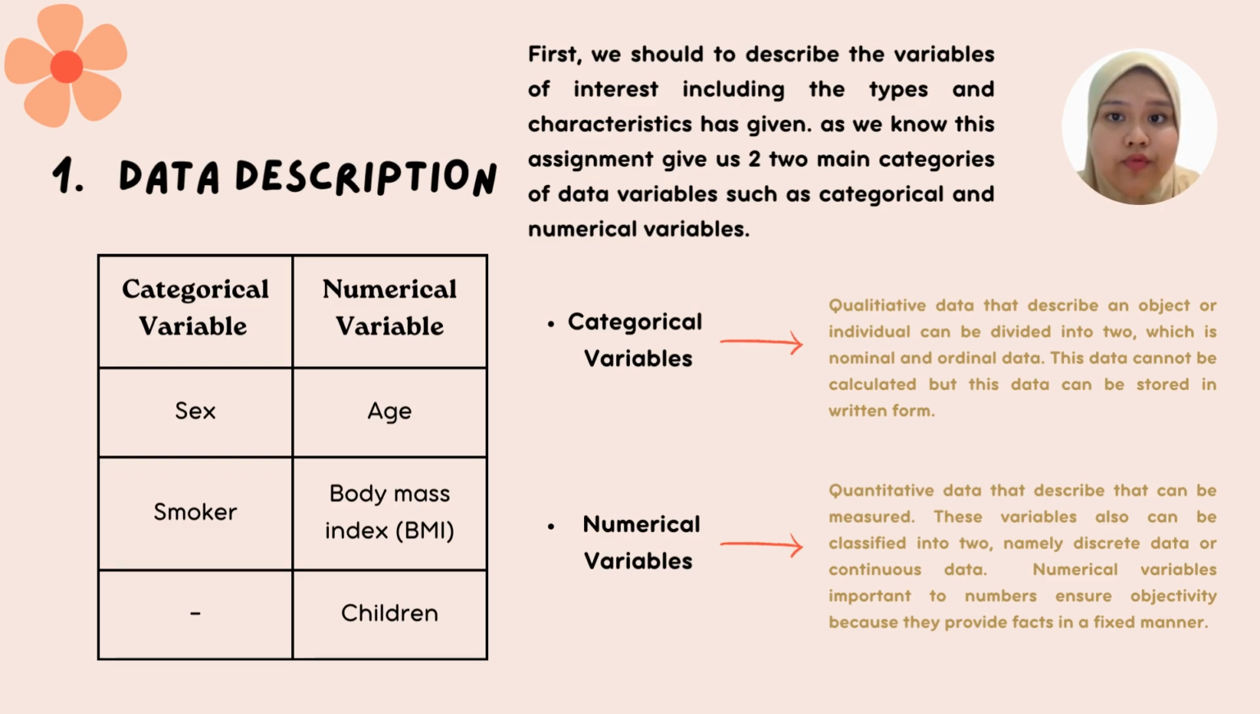Numerical variables, or quantitative data, can be measured. This variable can also be classified into two, namely discrete data or continuous data. Numerical variables are important to ensure objectivity because they provide factors in a fixed manner.